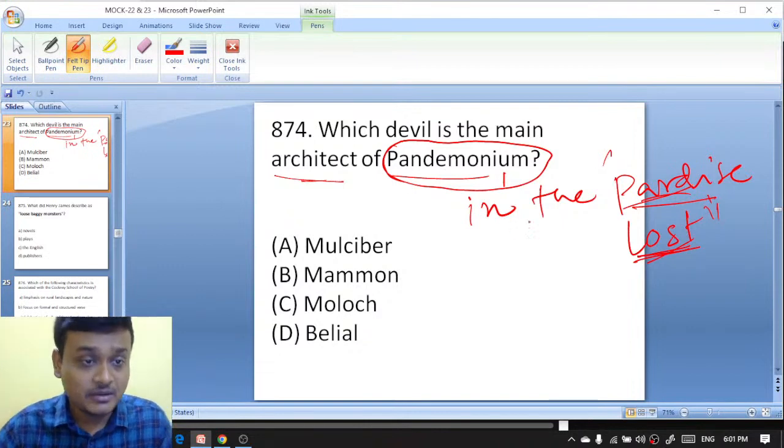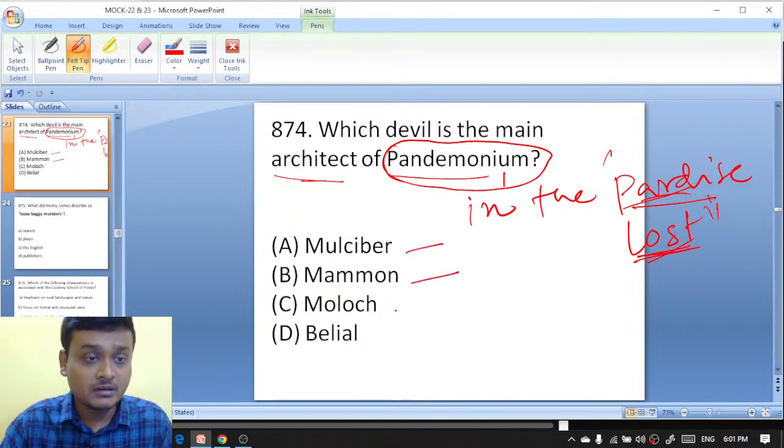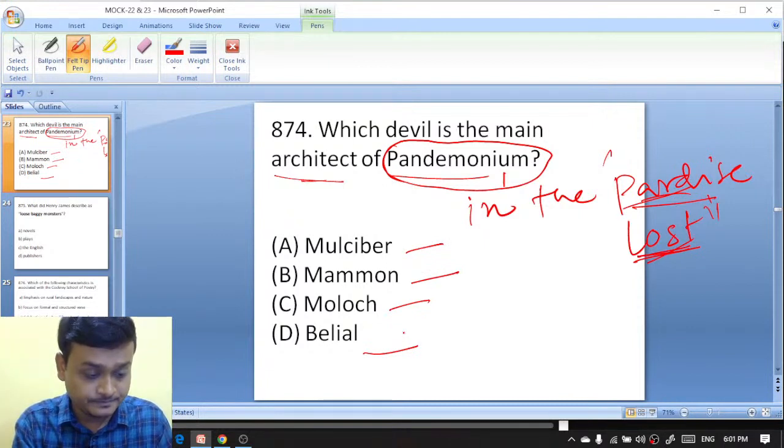Now your options are Malsibar, Mammon, Moloch, Belial. What is the right answer here? Malsibar, Mammon, Moloch, and Belial. What will be the right answer here?